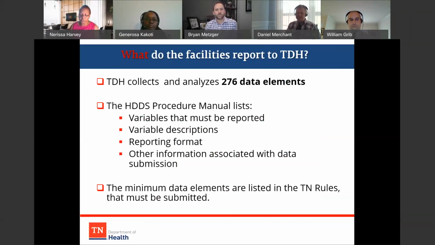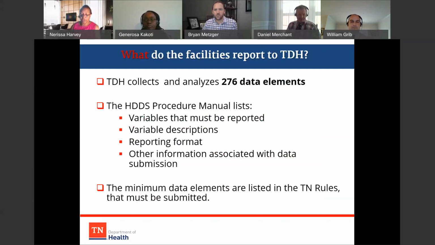What do the hospitals report to TDH? Each file is submitted separately as an inpatient and outpatient file to TDH. We collect about 276 data elements, and most of these are from the UB-04 form.